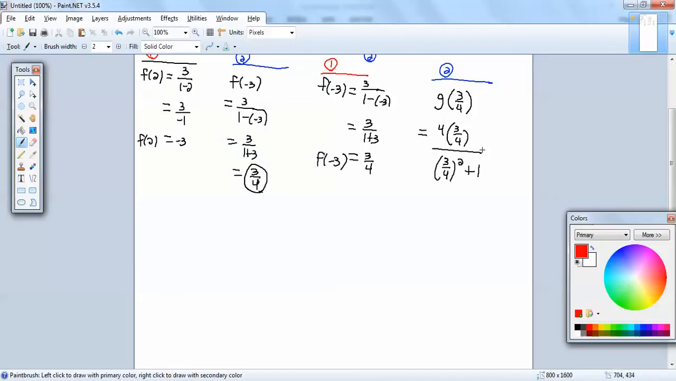Now the 4's cancel here. And I got 3 over 3/4 squared. 3 times 3 is 9. 4 times 4 is 16. Plus 1.